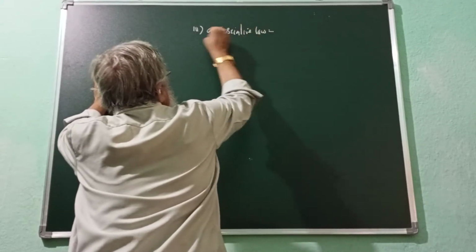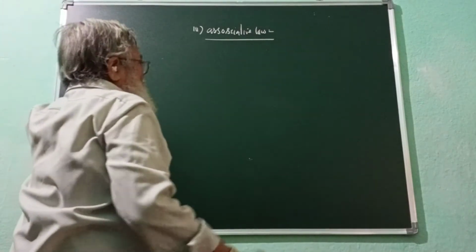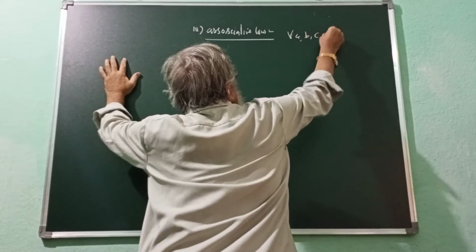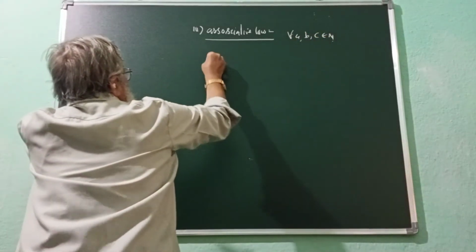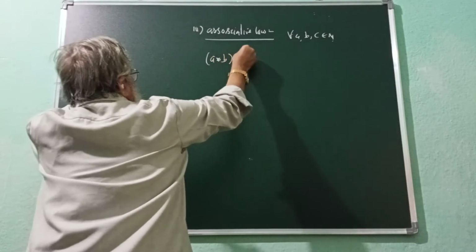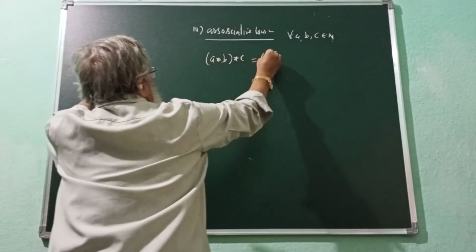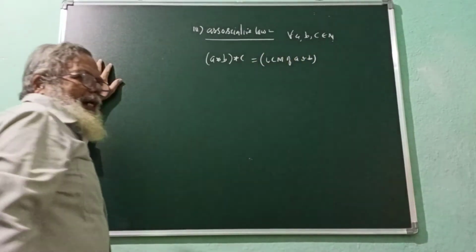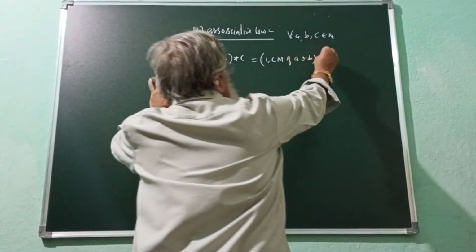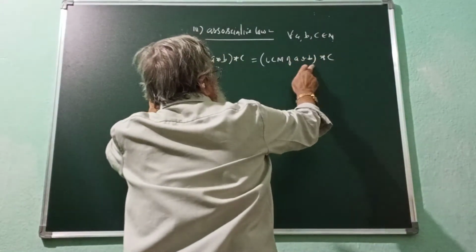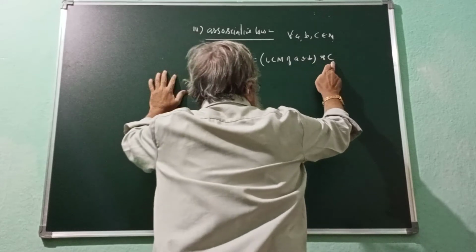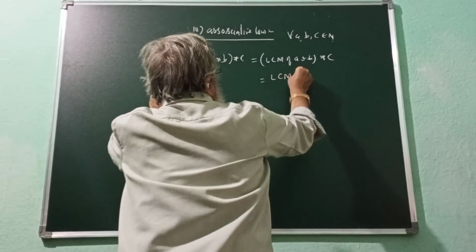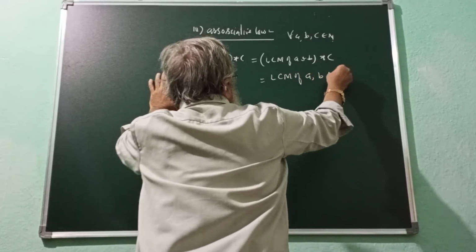Associative law. For every A, B, C belonging to N, if you write (A star B) star C, then A star B means the LCM of A and B, which gives one number. Again, star C with that number means the LCM of A, B and C. We have to find the LCM of A, B and C. That is nothing but the LCM of A, B and C.